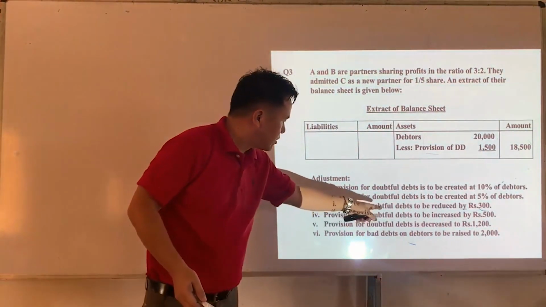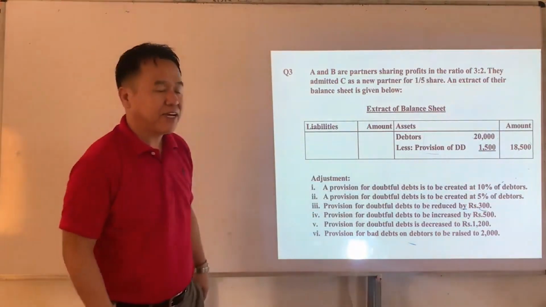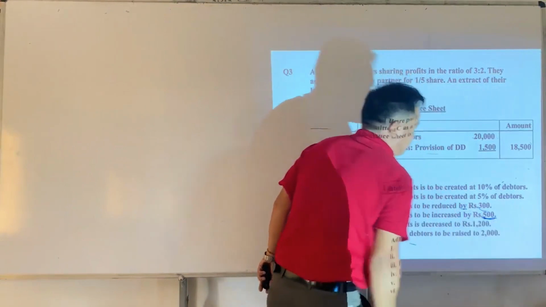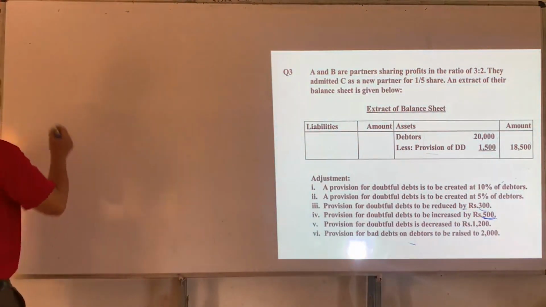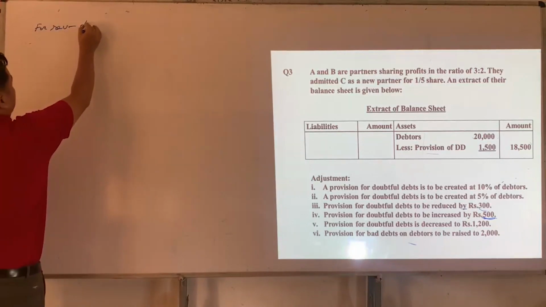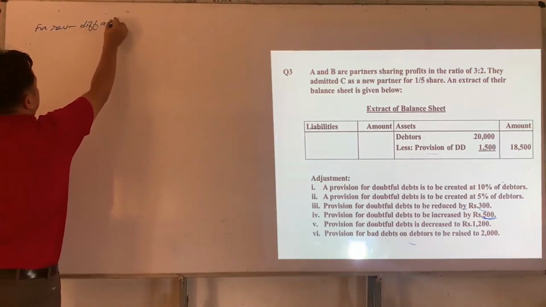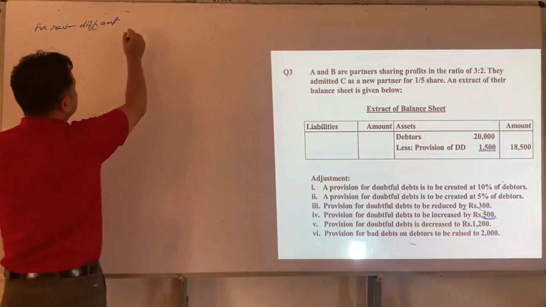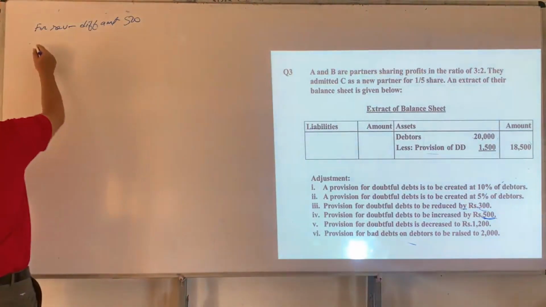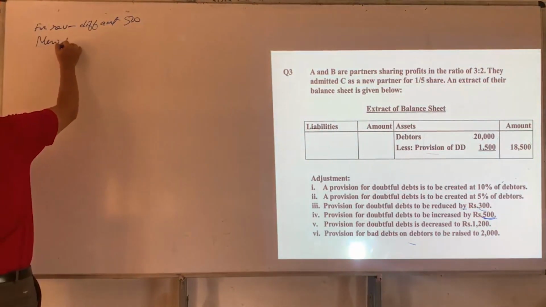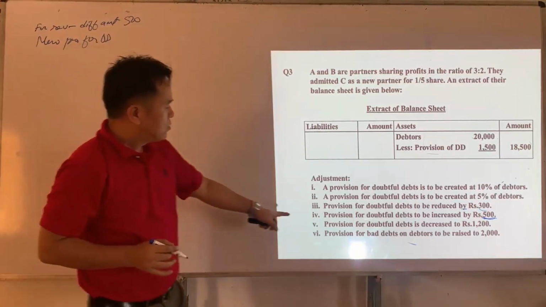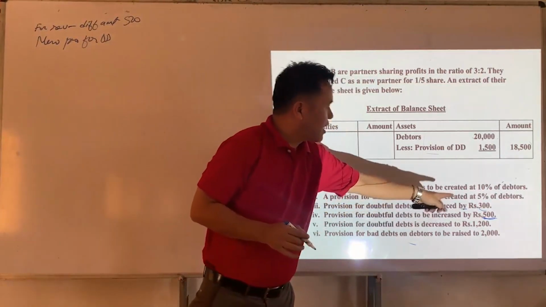Provision for doubtful debt is to be increased by rupees 500. So the difference amount is rupees 500. For revaluation, we need to take the difference amount. What is the difference amount? 500. So what is the new provision for doubtful debt? Since provision for doubtful debt is to be increased by rupees 500.